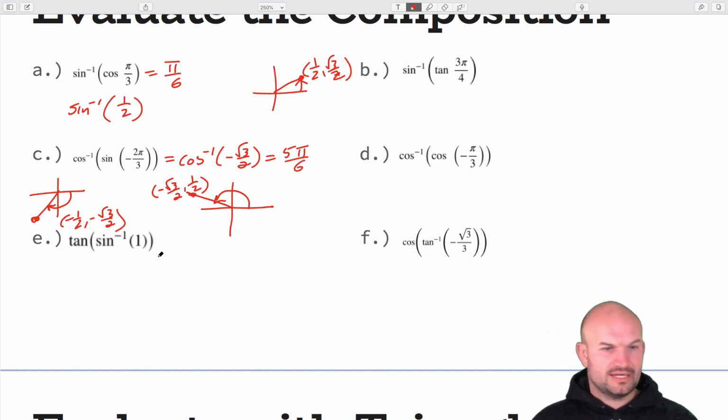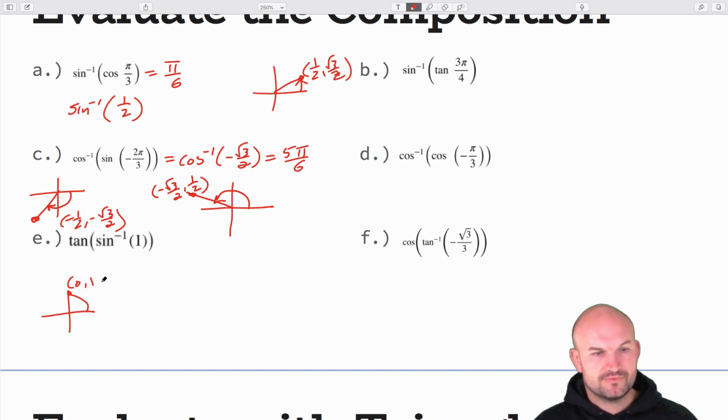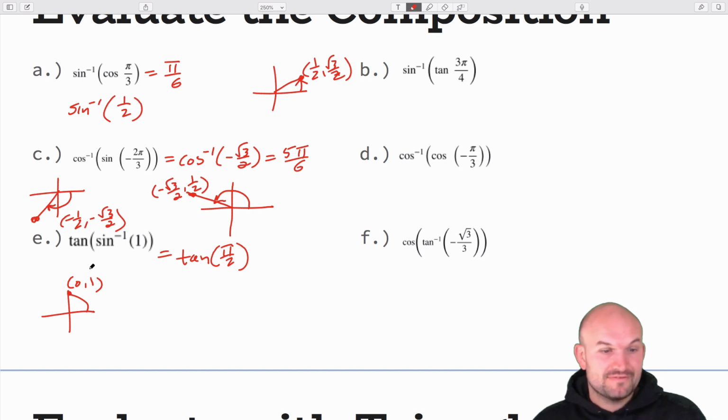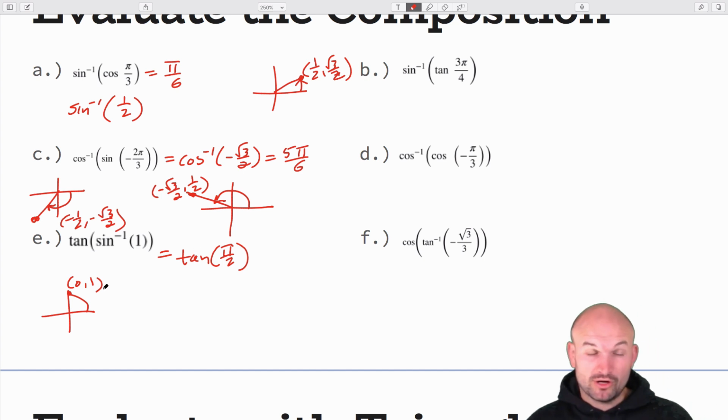All right, well, I guess I'll just work my way down. So sine inverse of 1, we kind of did that. Remember, that was pi halves. So that's that point right there, which is 0, comma 1. So sine inverse of 1 is just going to equal pi halves. Now the tangent of pi halves, we already have the coordinate point here. That's y over x. Well, that's undefined.